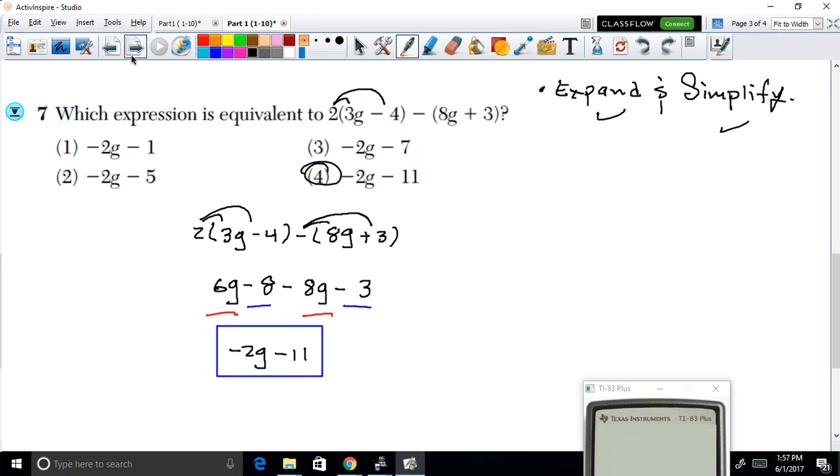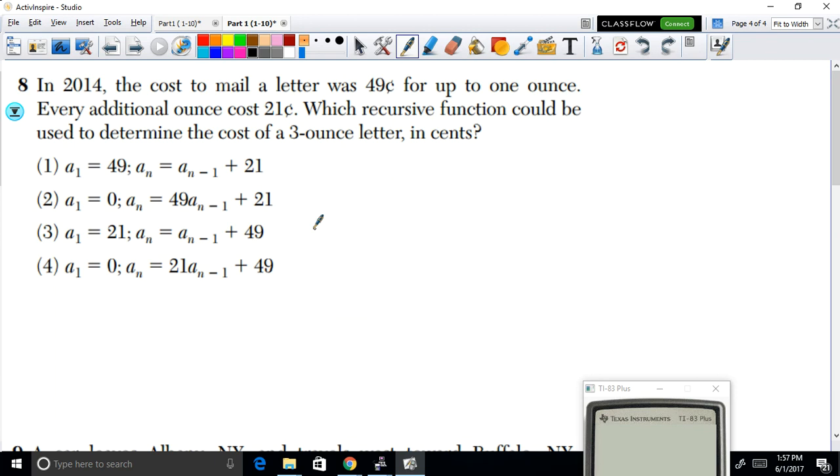Perfect. So now, let's look at example 8. All right, so let's see what we have here. It says, in 2014, the cost to mail a letter was 49 cents for up to 1 ounce. All right, so you want to mail a letter, you got to pay 49 cents up to 1 ounce. Every additional ounce costs 21 cents. So you do have to pay 49 cents up to 1 ounce. The moment that you go beyond 1 ounce, you got to pay an extra 21 cents.